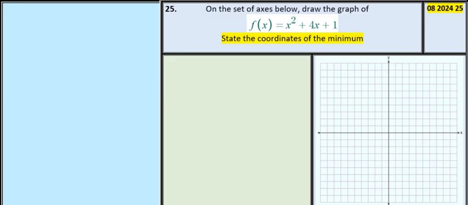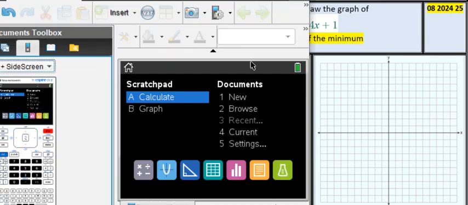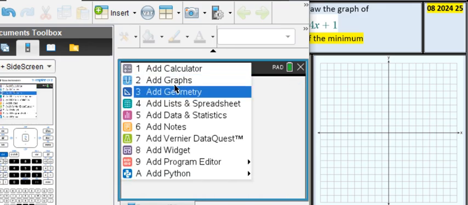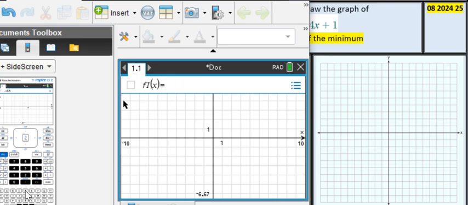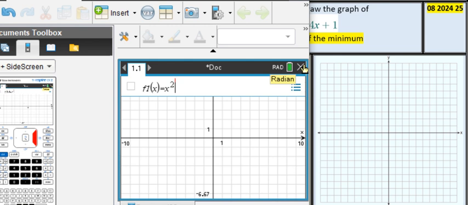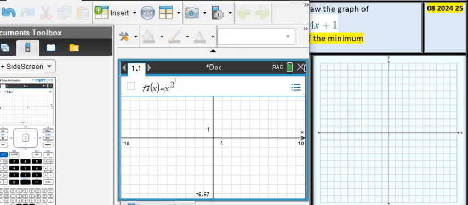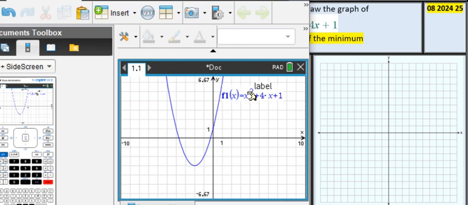So the first thing I want to do, grab my graphing calculator, home screen, new doc, say no to save, and add a graph page. So x squared plus 4x plus 1. That's what my graph looks like.